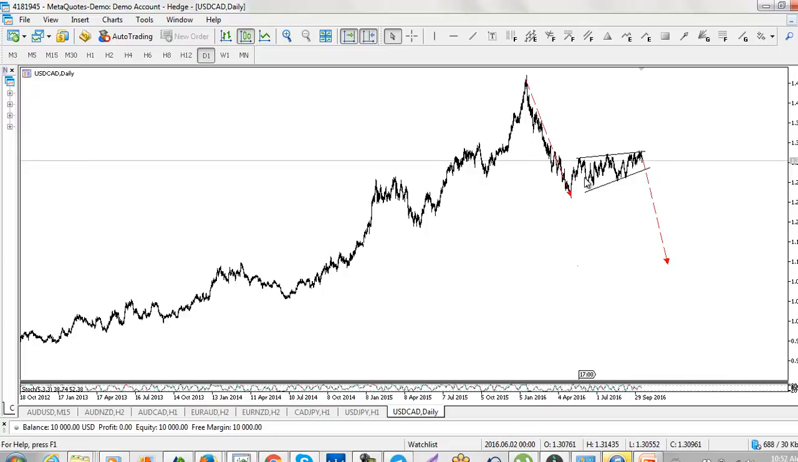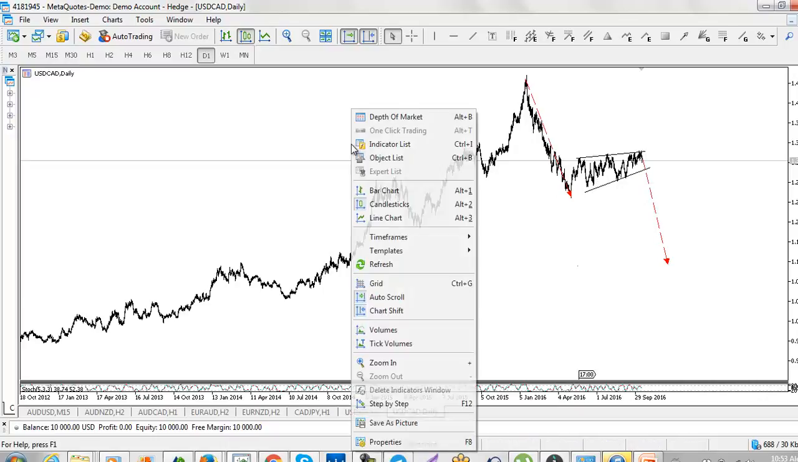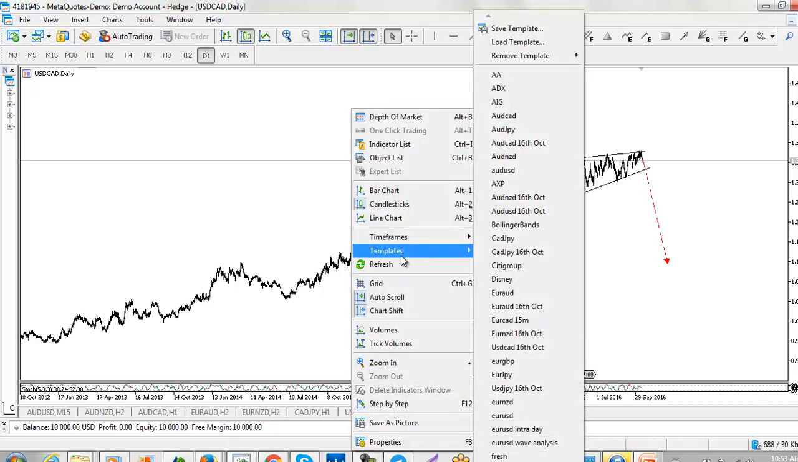Okay, let me show you the inherent wave patterns that we can see within here. This is actually a congestive move. It looks like a triangle, although I label it as a flat pattern. Let me show you what I have.